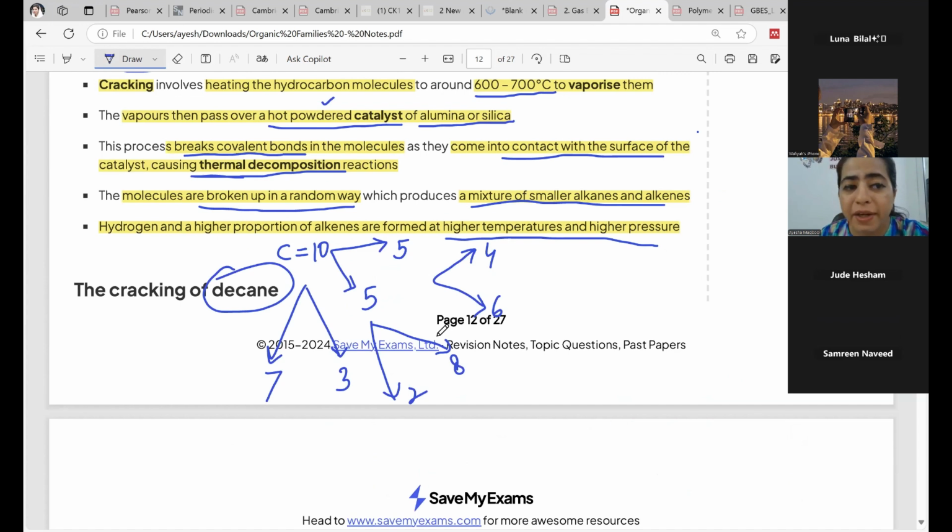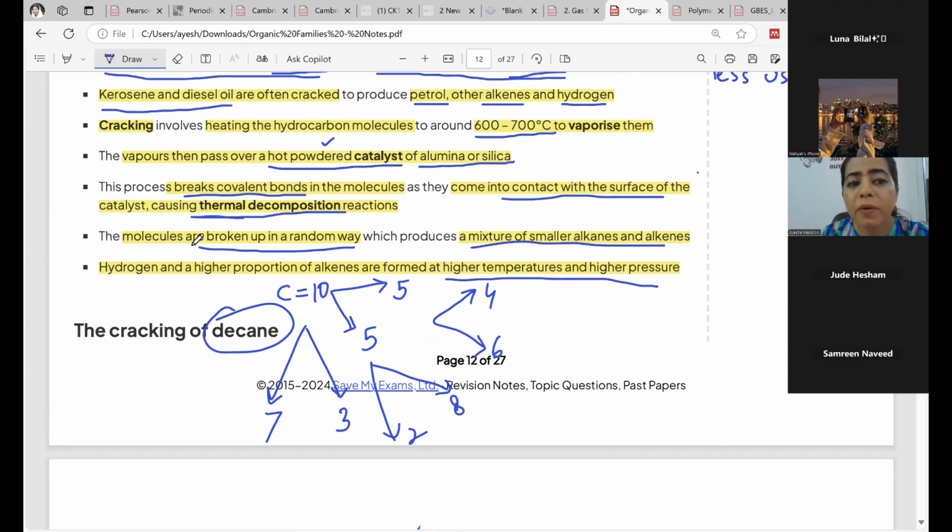So this catalytic cracking is never giving us one type of product only. It will give a mixture of products. Then we can separate all the products from each other depending upon their boiling points by fractional distillation or whatever. But a mixture of products will be produced at the end. That's what they said over here: the molecules are broken up in a random way and it is going to produce a mixture of smaller alkanes and alkenes with hydrogen gas.